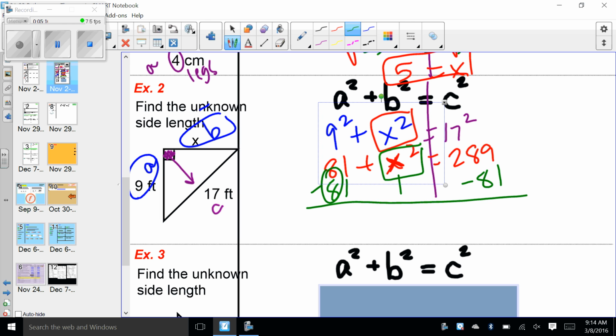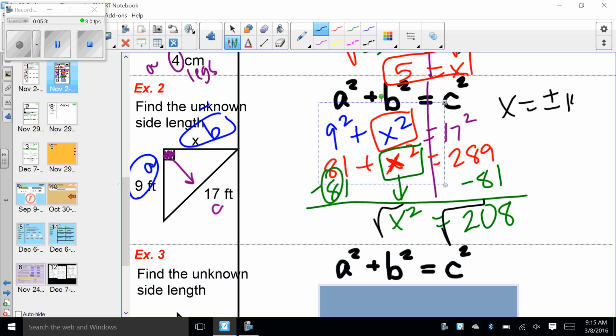Working left to right then, if I haven't used it, I drag it down, and we have 289 minus 81 on the right-hand side. Go ahead and use that calculator. It is 208. My job is to get rid of that power of 2, so I take the square root, copy, paste, and we get x equals plus or minus 14.4 is our answer there.